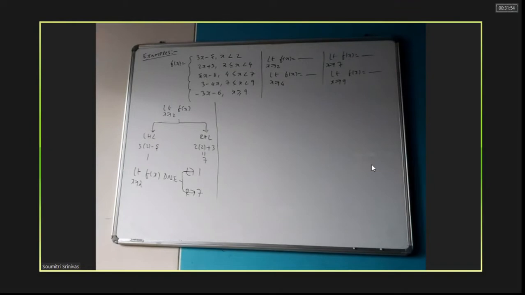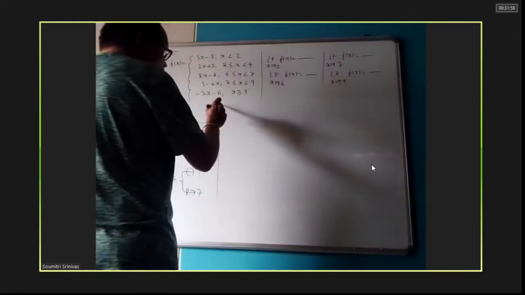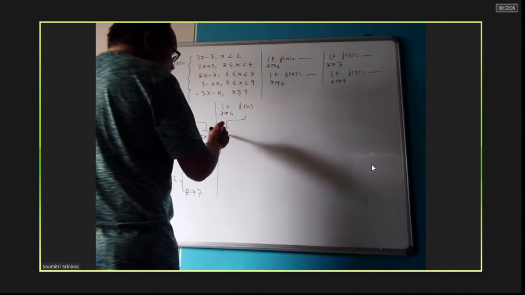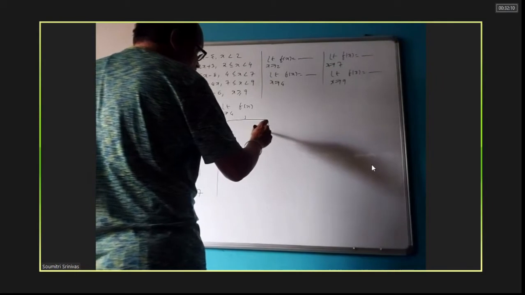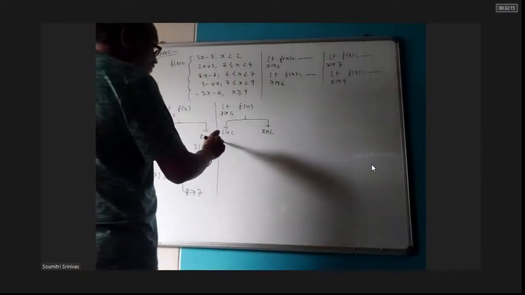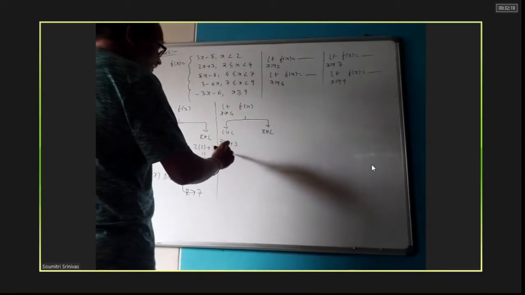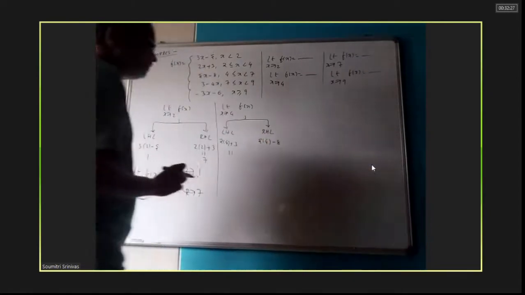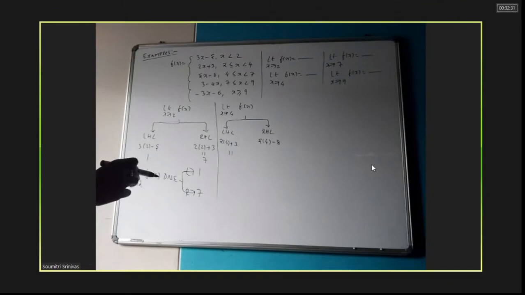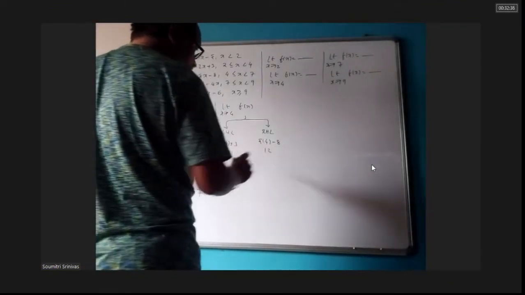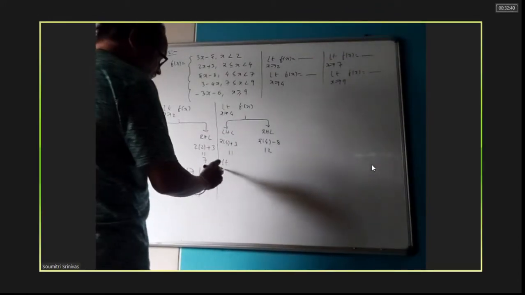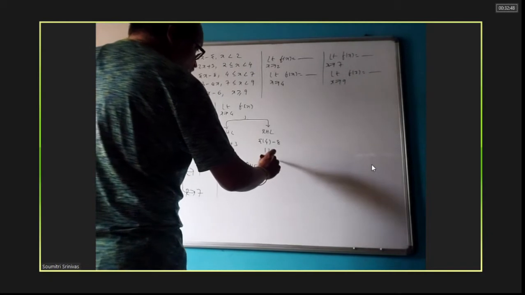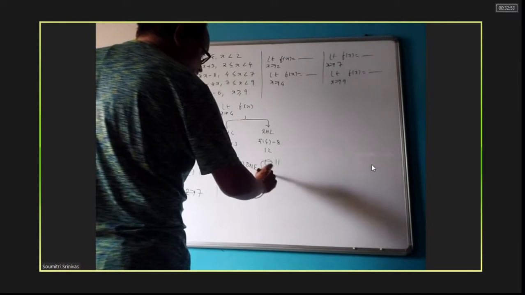Second one. Limit as x tends to 4 of f(x). What is the left hand limit? What is the right hand limit? Quickly. Less than 4: 2 into 4 plus 3, that is 8 plus 3, 11. Right hand limit: 5 into 4 minus 8, 20 minus 8, 12. Are they equal? No. Conclusion: as x tends to 4, the left hand limit goes to 11 and the right hand limit goes to 12.